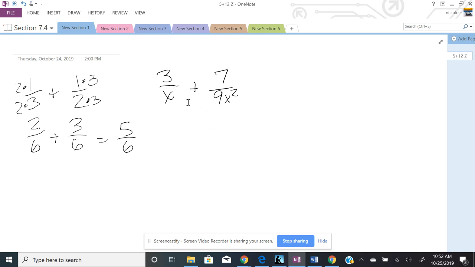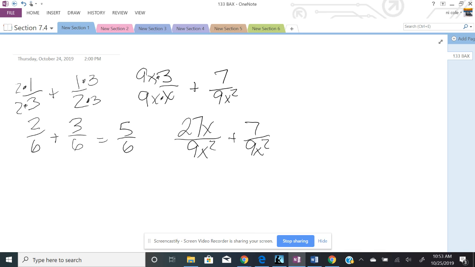So here we go. What is this expression missing that this one has? Okay, well, this has a 9. This doesn't have a 9, so I need a 9. And how do I make the x's the same? Well, I need another x, so I'm going to have to multiply the top and the bottom by 9x, and this one by 9x. Okay, so 9x times 3 gives me 27x over 9x squared plus 7 over 9x squared.